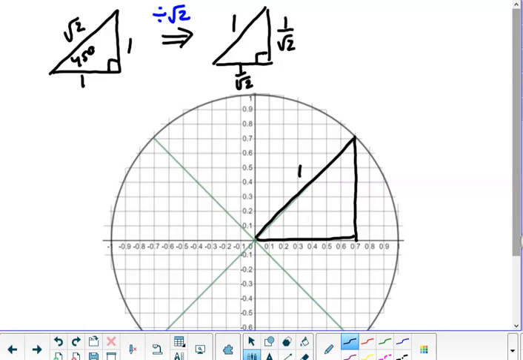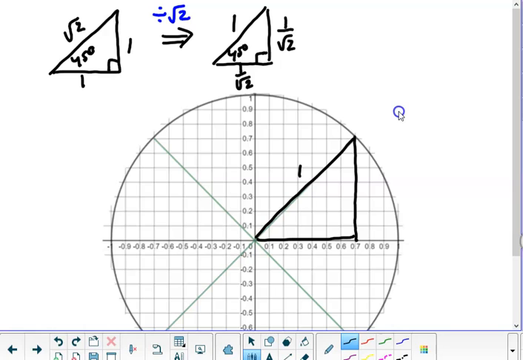Well, it makes sense that cosine of 45 is 1 over square root of 2, sine of 45 is 1 over square root of 2, which is the same as saying cosine of 45 is 1 over square root of 2 divided by 1. Same thing. Sine is 1 over square root of 2 divided by 1.